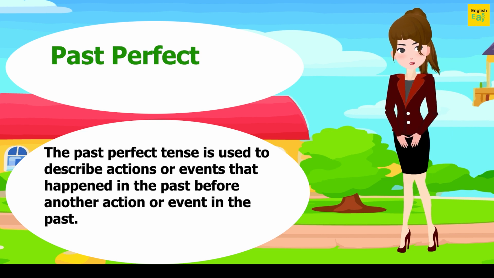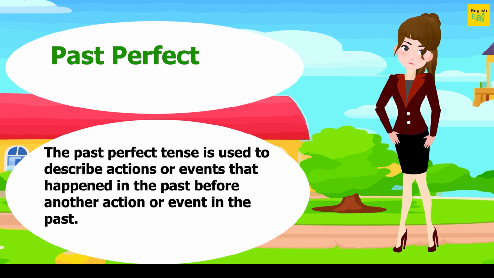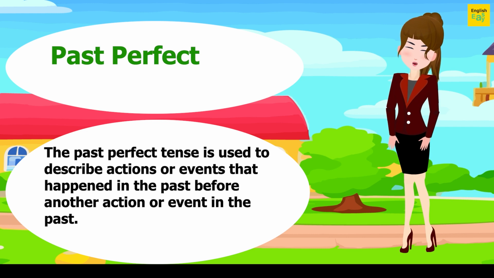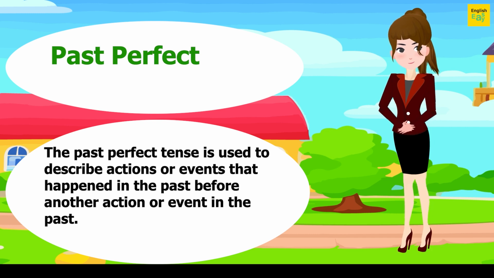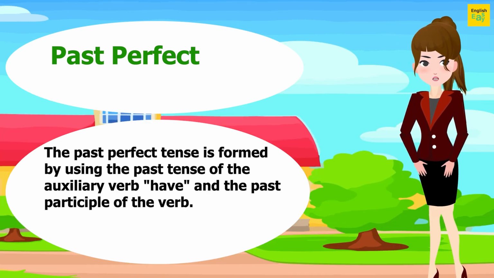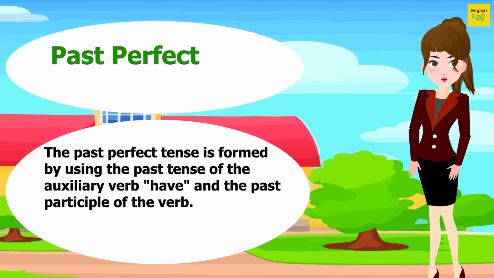Past perfect. The past perfect tense is used to describe actions or events that happened in the past before another action or event in the past. The past perfect tense is formed by using the past tense of the auxiliary verb have and the past participle of the verb.